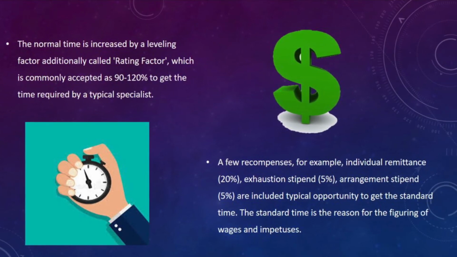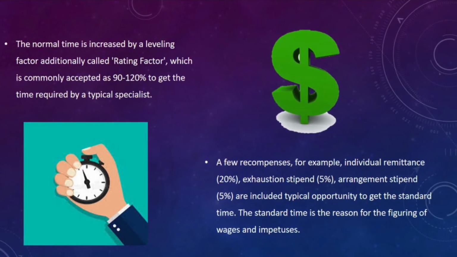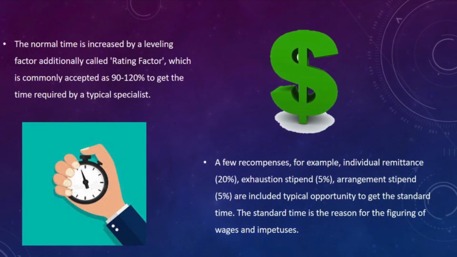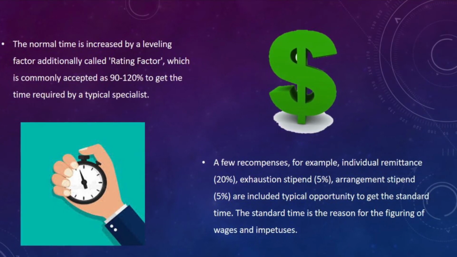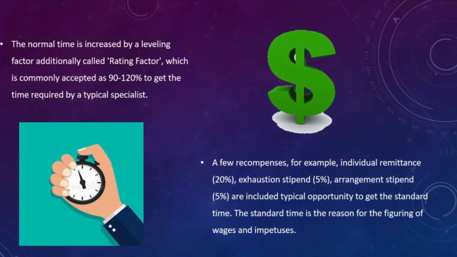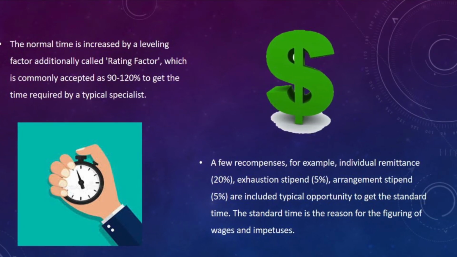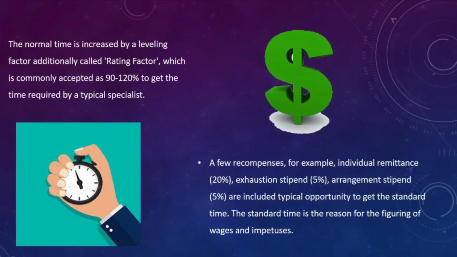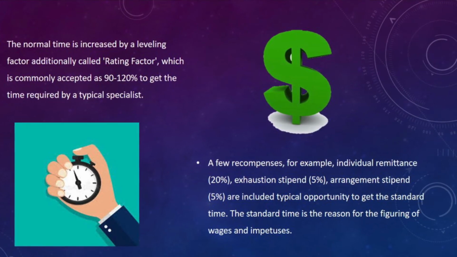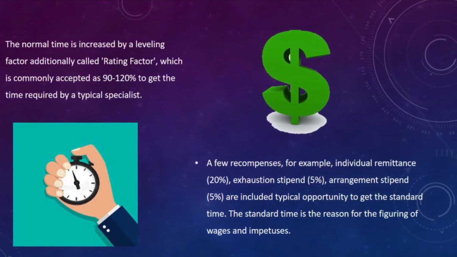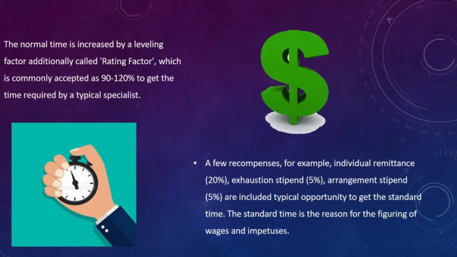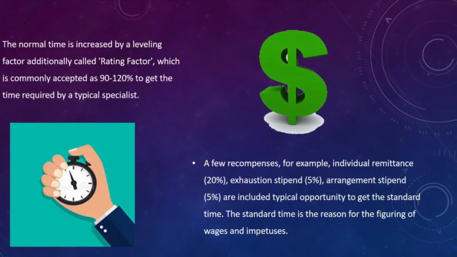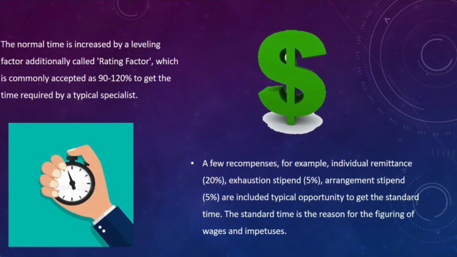And then a few allowances, for example personal allowance, which is 20%, fatigue allowance 5%, and arrangement allowance 5%, are included. Typically, this is the opportunity to get the standard time. The standard time is the basis for the calculation of wages and incentives.